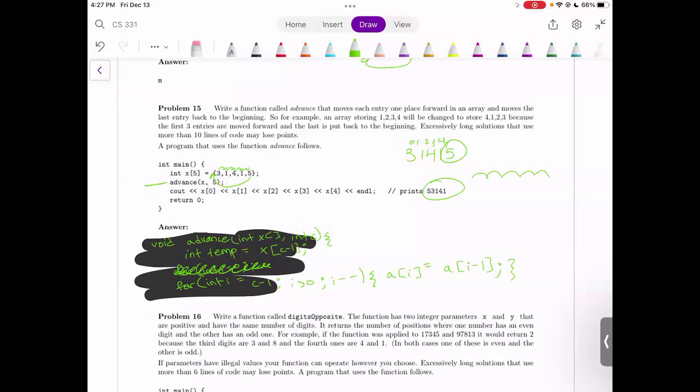So that means 3 will equal whatever's in 2. 2 will equal whatever's in 1. 1 will equal whatever's in 0. And so if this was 0, 1, 2, 3, 4, this is now what happened. We shifted it over 1. And then we saved the last one, though. We saved the 5 because we knew we were going to shift over into 5's place. And so outside of the for loop, we say a sub 0 equals temp. And that's it.